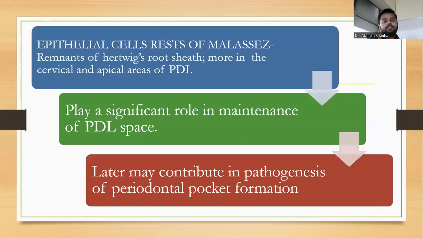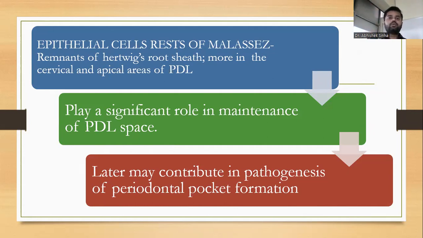Epithelial cell rests of Malassez. They are the remnants of Hertwig's epithelial root sheath. They are more commonly found in the cervical and the apical areas of the PDL. PDL is the periodontal ligament. So the first thing to remember about the epithelial cell rests of Malassez is that they are the remnants of Hertwig's epithelial root sheath, and they are more commonly seen in the cervical and the apical regions of your periodontal ligament. They play a very significant role in maintenance of the PDL space.